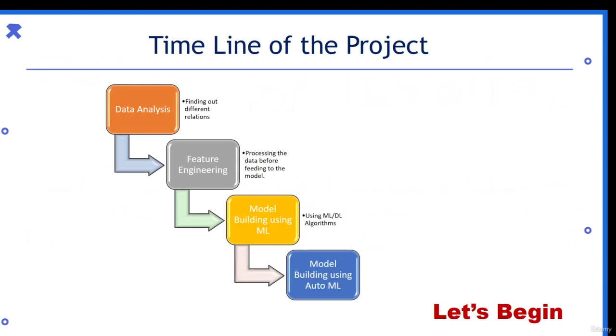Proceeding to the timeline of the project, the very first thing we'll be doing is data analysis, seeing our data and visualizing our data, then feature engineering and data pre-processing, basically making our data ready for model development. Then we'll build our model using ML algorithms. Then we'll use AutoML, that is the EvalML library, compare both of them and see which performs better and what the difference between them is.